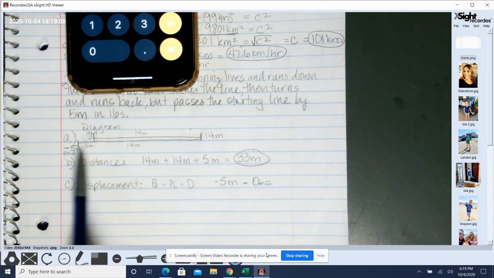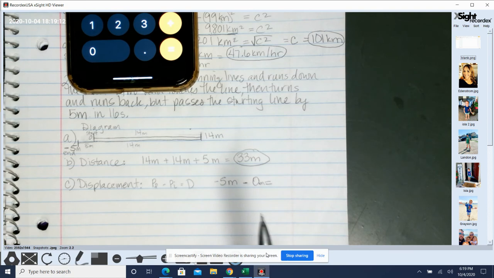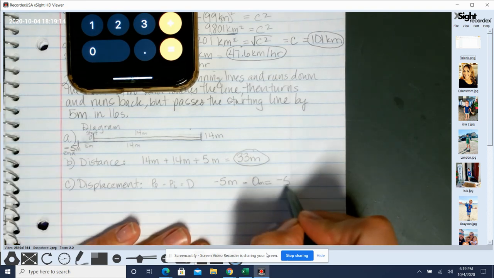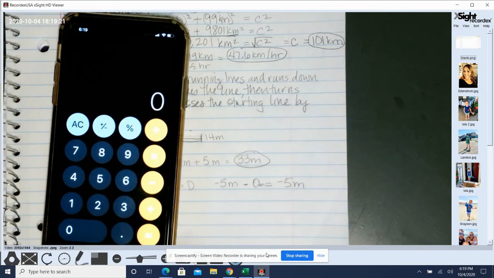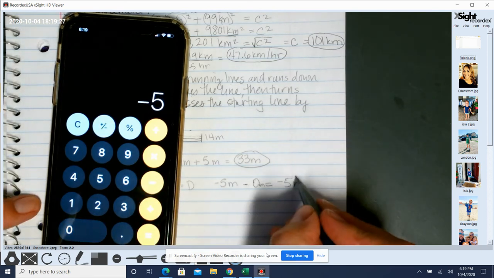I mean, you can look at the number and you can figure out that they went from 0 to negative 5. So the displacement should be negative 5. But if you ever feel really stressed out about, are you sure? Because you get confused with the negatives, just do a quick calculator check. Negative 5 minus 0 equals, because anything minus 0 is itself, still negative 5.